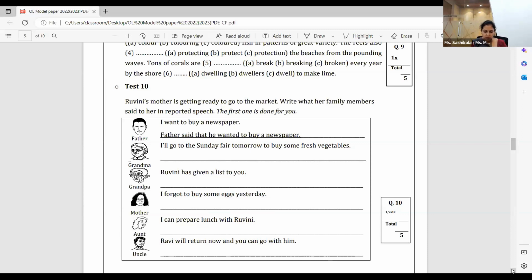She says it to the mother. Grandma said that Ruvani had given a list to her. So those are the changes.